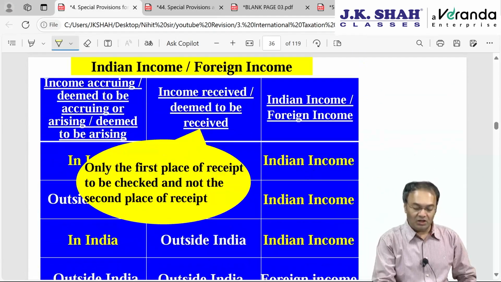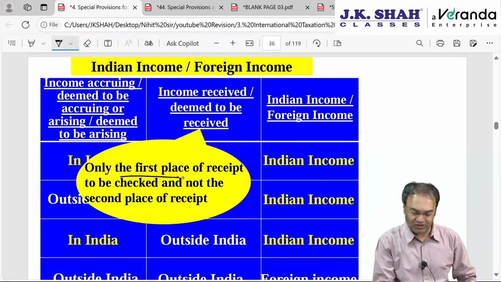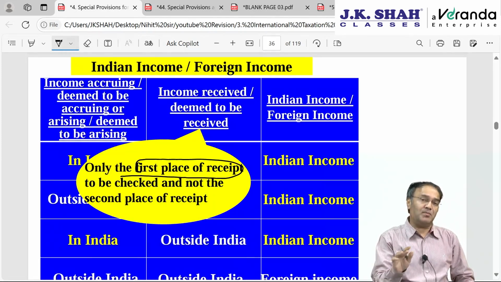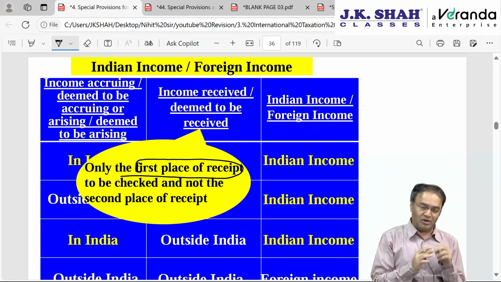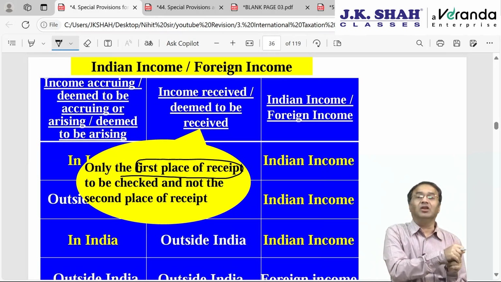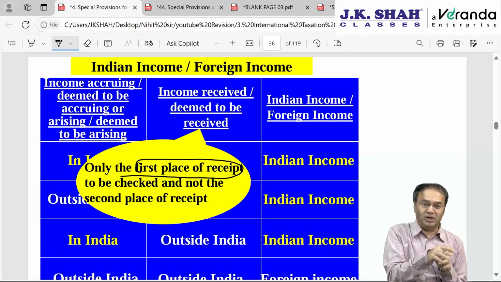Okay. Now as far as place of receipt is concerned, we have to consider only the first place of receipt. Second place of receipt not to be taken into account. For example, any of your relative is staying abroad and earning income. Say your relative is staying at Dubai, he earns income there. The income is earned in Dubai, accruing in Dubai, UAE, received also in UAE.